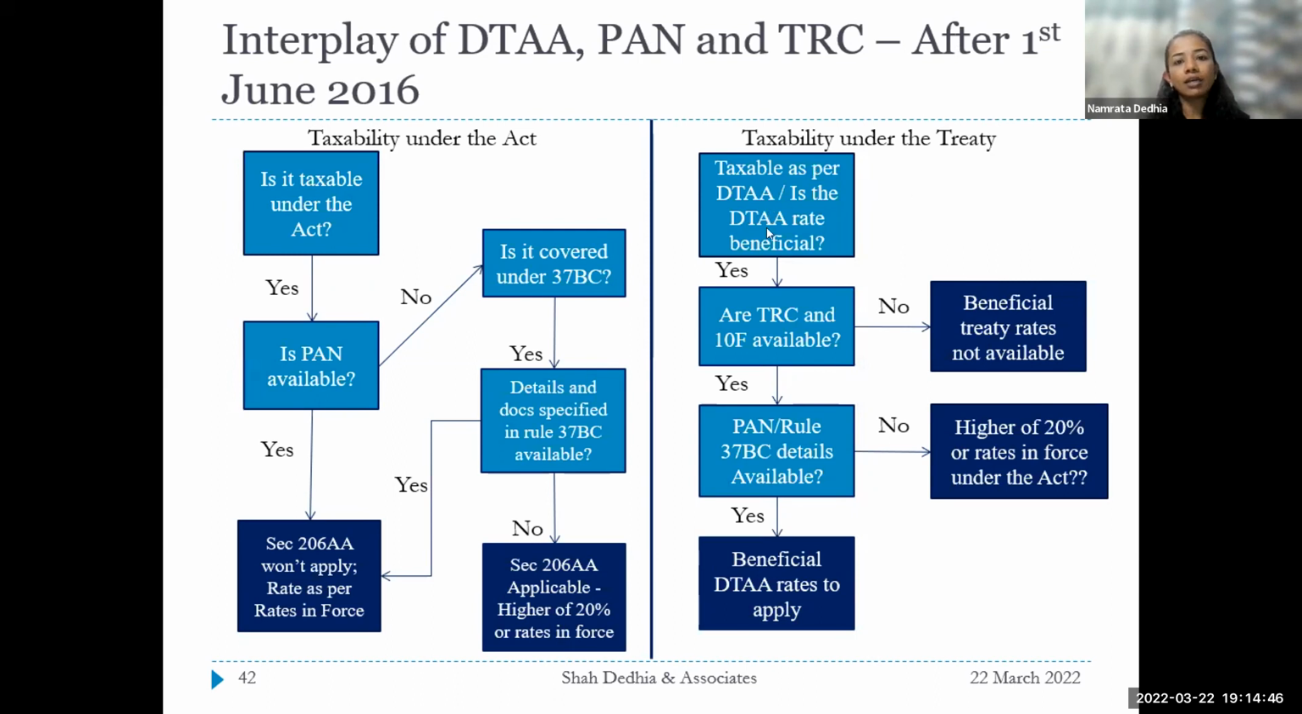Similarly, under the treaty, what happens if it is taxable as per the DTAA or the DTAA rate is beneficial? Then you check whether TRC is available and 10F is available. If TRC or 10F is not available, then you will not apply treaty rates. Again, you come back to the domestic provisions, check whether PAN or 37BC details are available. If yes, then treaty rates apply. If no, then would you apply treaty rates or the higher 20%? So if TRC is available, to my mind, the DTAA rate should be possible to apply.